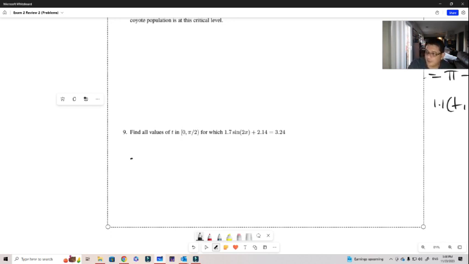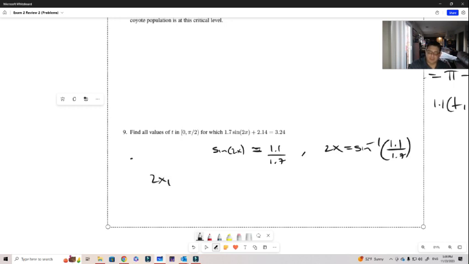So first we can solve for sine of 2x. Sine of 2x is approximately 3.24 minus 2.14, which is going to be 1.1, and then divide by 1.7. So this is equal to this. And so I have that 2x is sine to the minus 1 of 1.1 over 1.7. Same thing as usual, I'm going to have two values here. So I'm going to have 2x1 equals sine to the minus 1 of 1.1 over 1.7.